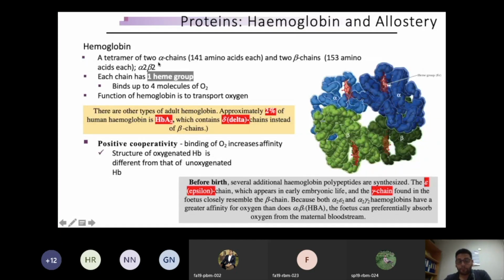It's a tetrameric protein made up of two alpha chains and two beta chains, as shown here, and each alpha chain is roughly made up of 140 amino acids and each beta chain of 153 amino acids. So you can normally say it's alpha 2 beta 2, that means two alpha and two beta chains, and each of these chains is able to bind to a heme group. This is a heme group.